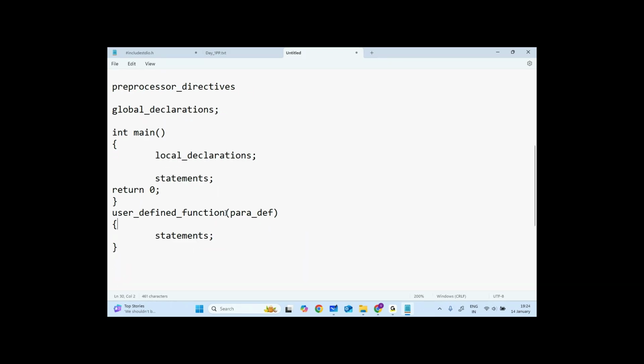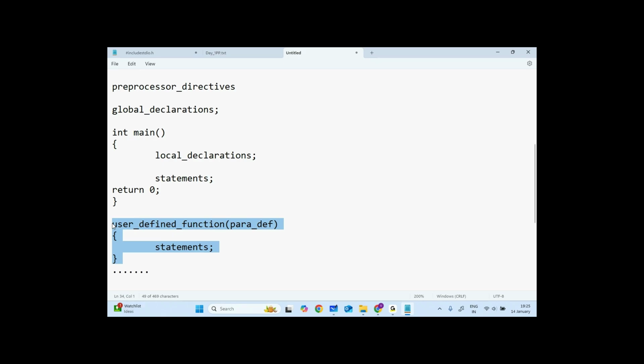So this is the basic syntax of any C program. You can have any number of user defined functions. You can write 1, 2, 3, 4, 5 based on your requirement. So this is the basic outline of any program. There is no rule that everything must be present. There is nothing like everything must be present, right?